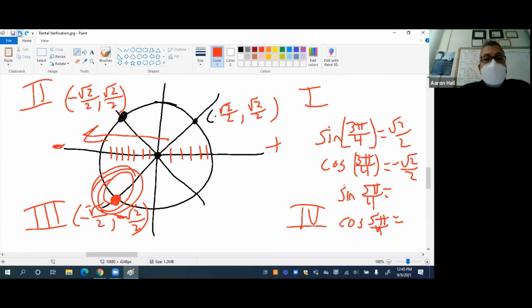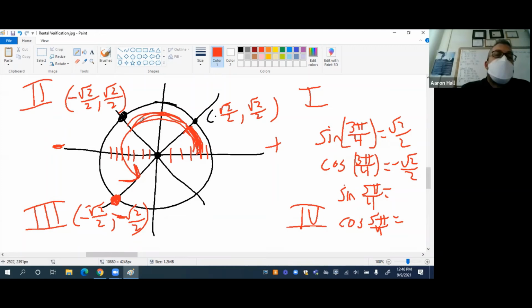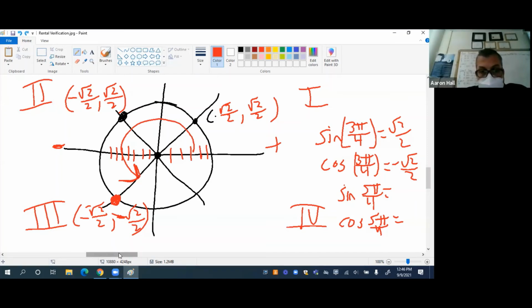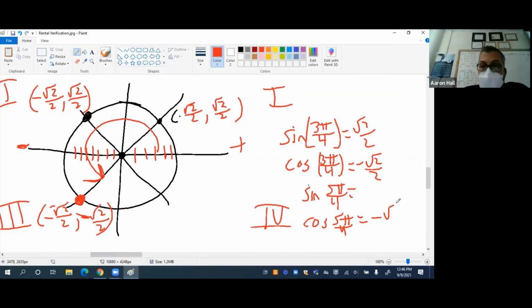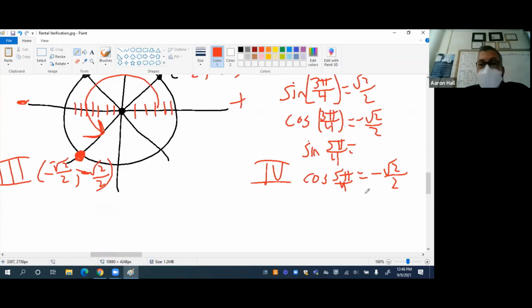So the rotation, somebody said it already. Why is this a rotation of 5 pi fourths? Each rotation is how much? 1 pi fourths. So we have 1 pi fourths, 2 pi fourths, 3 pi fourths, 4 pi fourths, 5 pi fourths. What is cosine of 5 pi fourths? Negative square root of 2 over 2. What is sine of 5 pi fourths? It's the same thing.